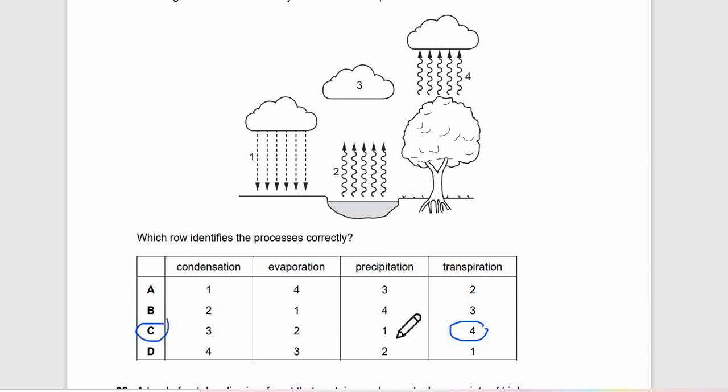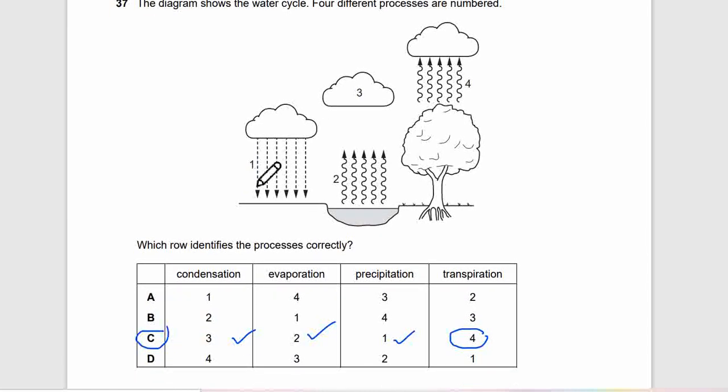But let's check why it is like that. So one is precipitation. The cloud falls as rain, that's called precipitation. Two is evaporation, so water from the sea evaporates and forms clouds. While three is condensation. So water evaporates from the surface of the sea or ocean and then condenses into cloud. The cloud will fall as rain, called precipitation, and is absorbed by the plant, and through the leaf of the plant, the water leaves the plant as water vapor, which is called the transpiration process. So the answer for this is C for question 37.